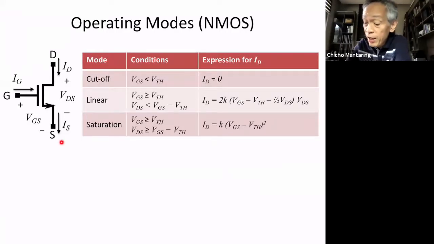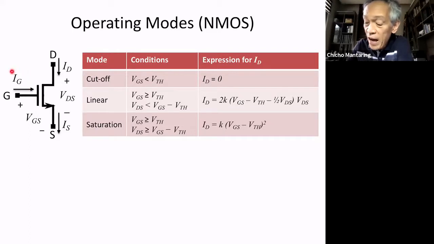So these are the reference directions for current and reference polarities for your voltages. VGS is from gate to source. VDS is from drain to source. Now I have a question for you.